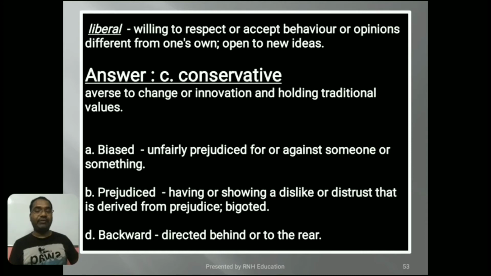And the other three options: A was biased, that means unfairly prejudiced for or against someone or something. And B was prejudiced, that is having or showing a dislike or distrust derived from prejudice, that is bigoted. And D is backward. Backward means directed behind or to the rear. So the answer should be conservative. Liberal, and the opposite word is conservative. Okay, going to the next one.